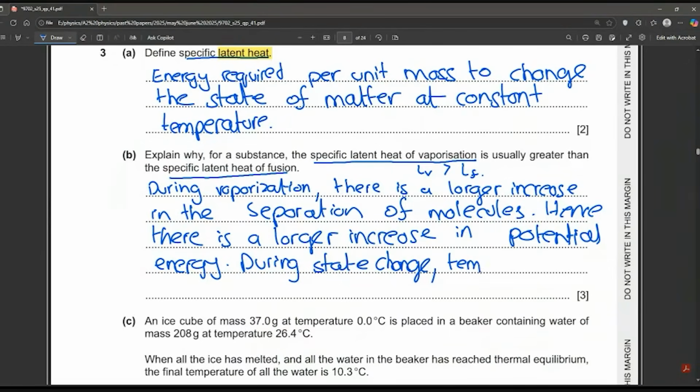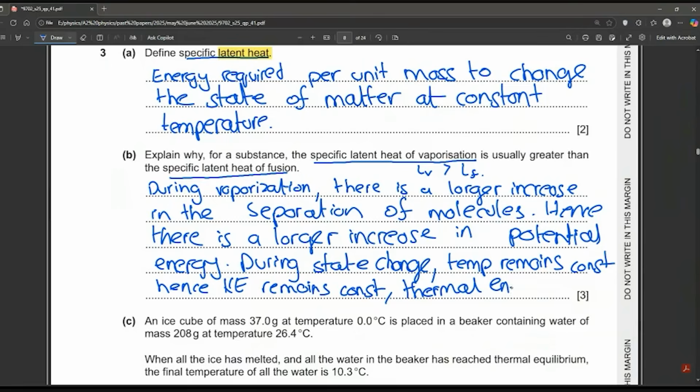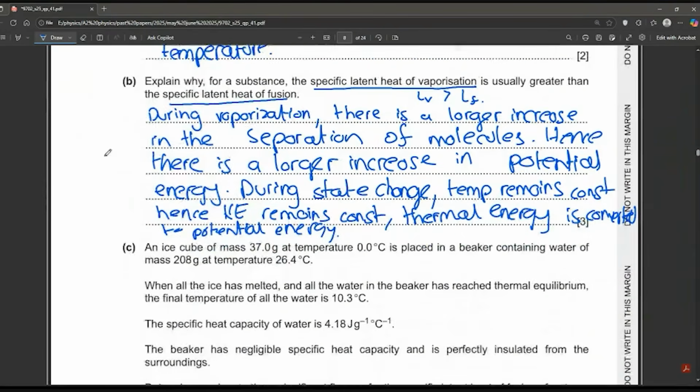Temperature remains constant. Hence, kinetic energy remains constant. Thermal energy is converted to potential energy. Simple. And this is how you write a three marker answer. Obviously, you will write it in smaller handwriting so that it fits in the lines.